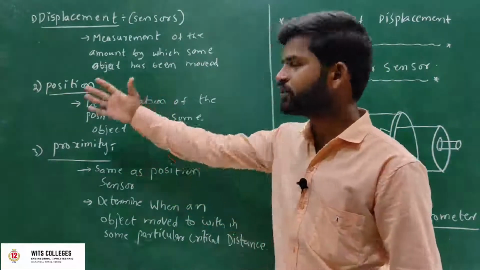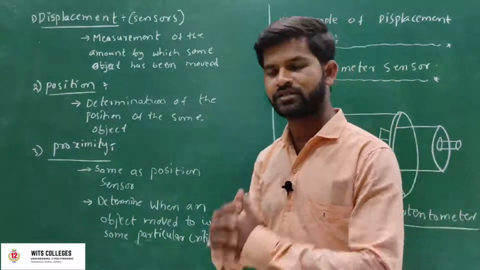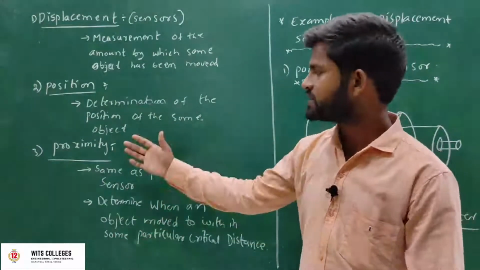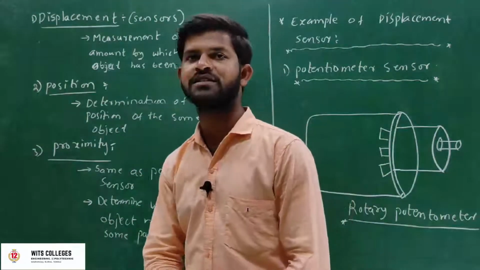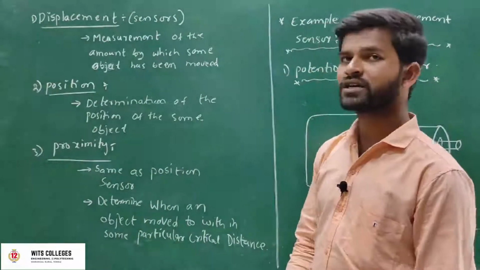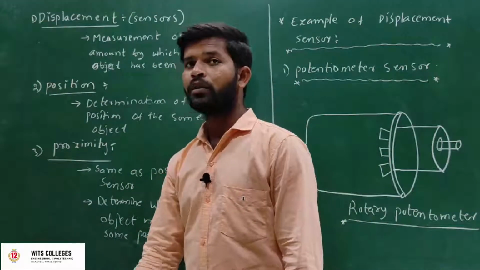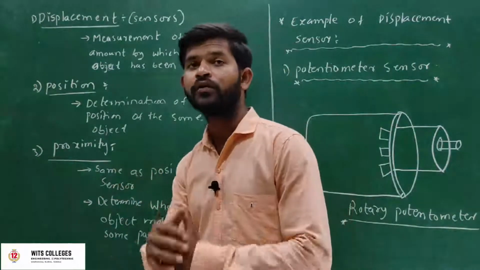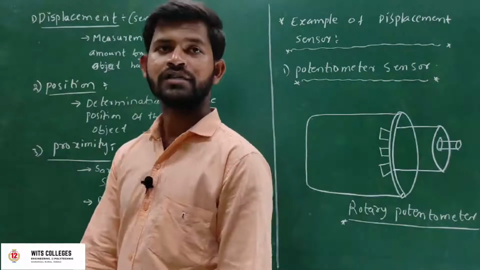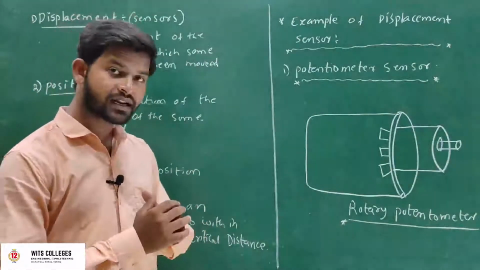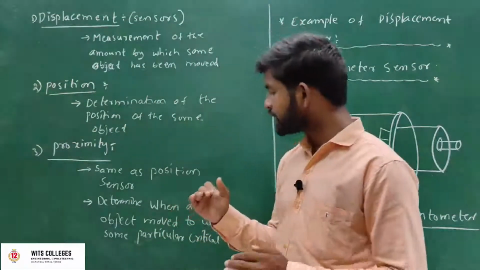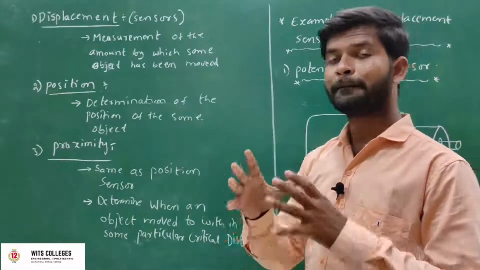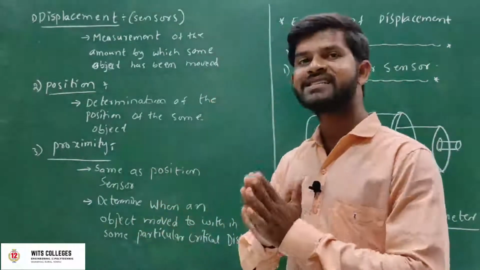Position sensors also have different examples, which we can discuss later. As well as that, proximity sensors are a form of position sensor, used to determine when an object moves to within some particular critical distance.